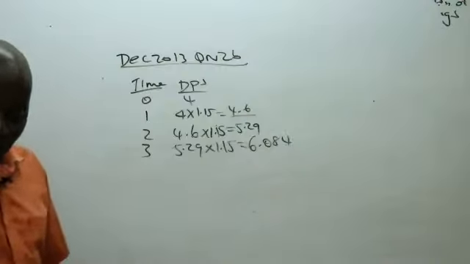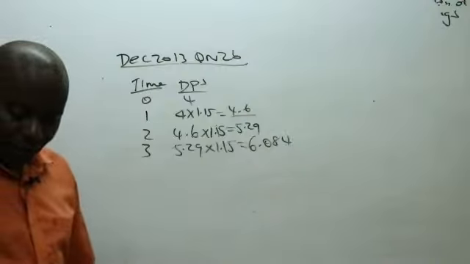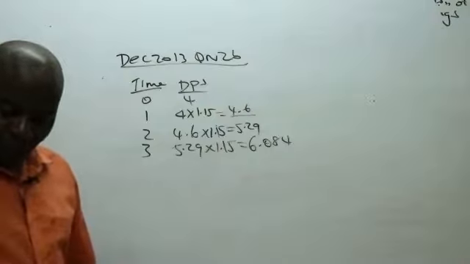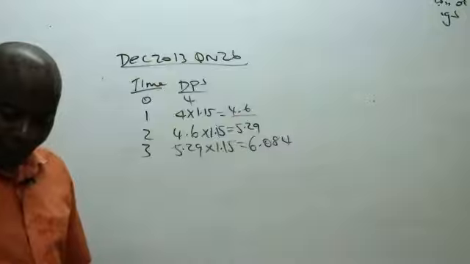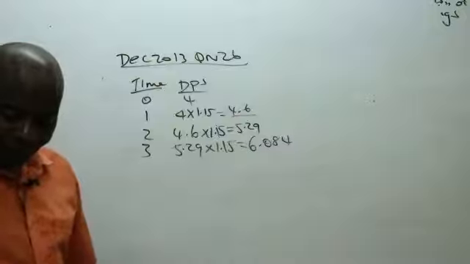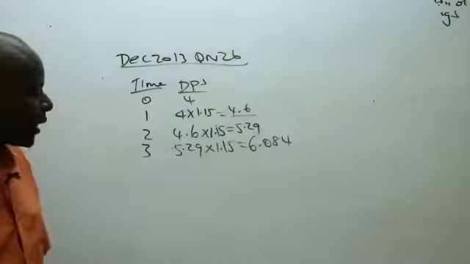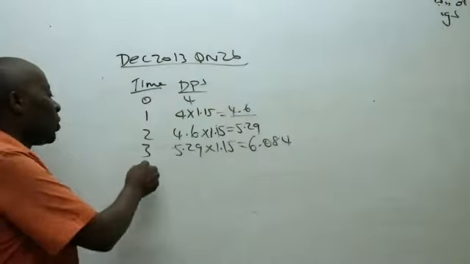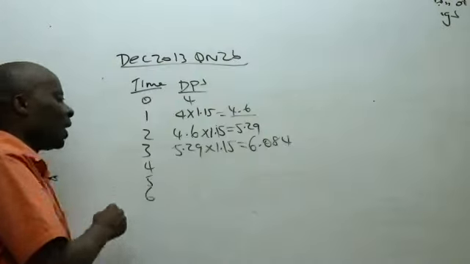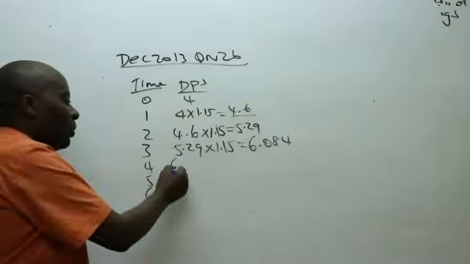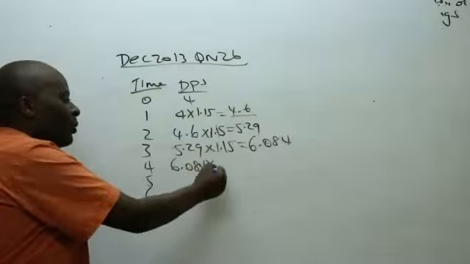After these 3 years have lapsed, what have they told us next? We are told the dividend will then grow at 10% per annum for the next 3 years. So the next 3 years will take me year 4, 5, and what year? 6. So I'll start having this growing by 10%. So this will be 6.084 times 1.1.